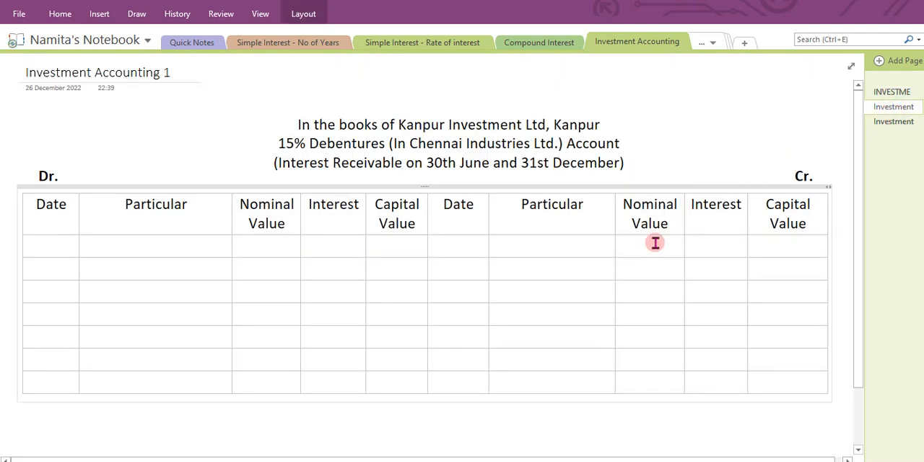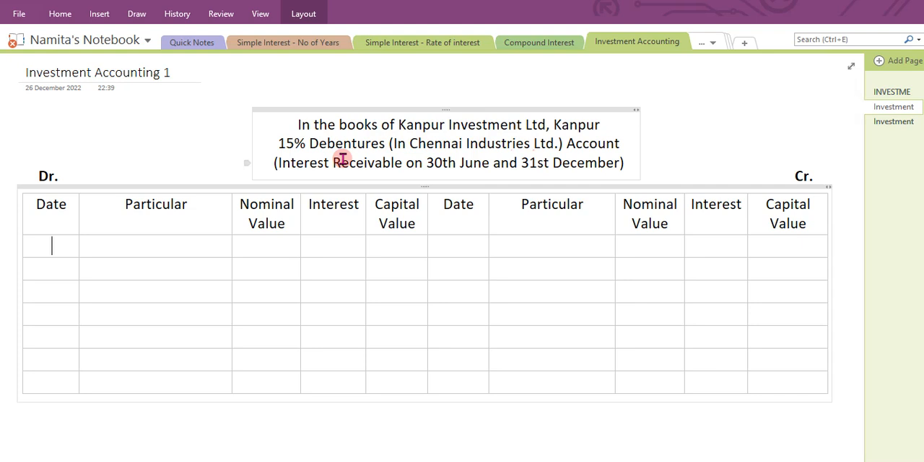After writing the important dates, next is what? Prepare the investment account format. So this is the format of investment account. In the books of Kanpur Investment Limited, Kanpur, debentures in which form? Now we cannot write just investment there. In which particular thing are we investing? In the debentures we are investing. So write 15% debentures in Chennai Industry Limited account.